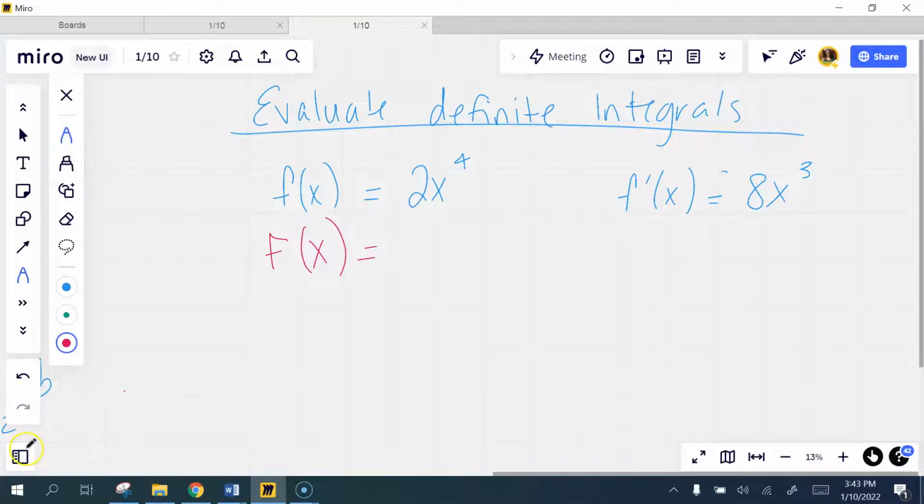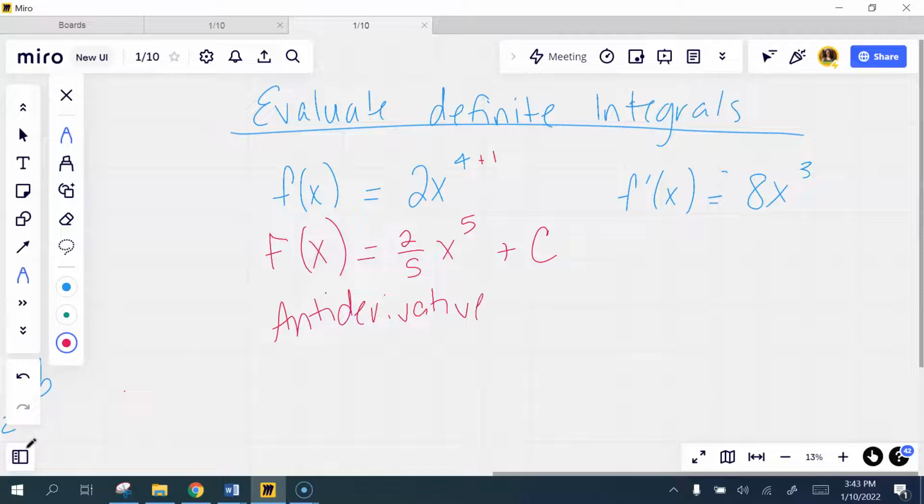This is where I add 1, and then I take that and divide by the front. So this would be 2/5 x to the 5th. And of course, if you did the derivative there, you'd end up back at 2x to the 4th. But I have to put that plus c here, right? And so this is what we call the antiderivative.